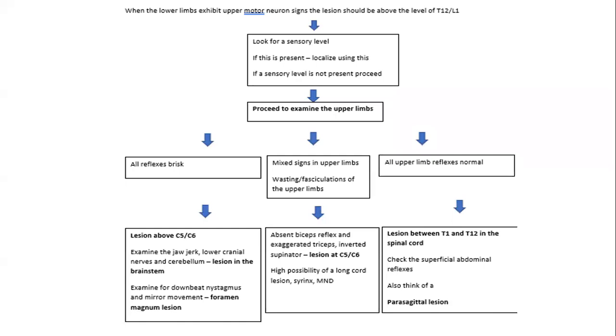If there is a sensory level, no problem. If there is no sensory level, how do you localize it? Step one: examine the upper limb reflexes. Now, I want you to think of the upper limb reflexes: biceps, triceps, supinator. Biceps C5, C6.